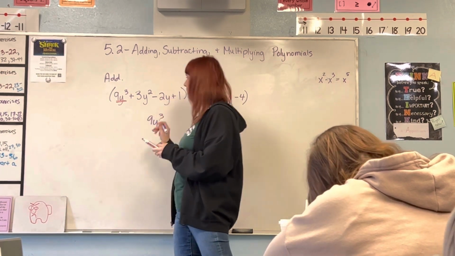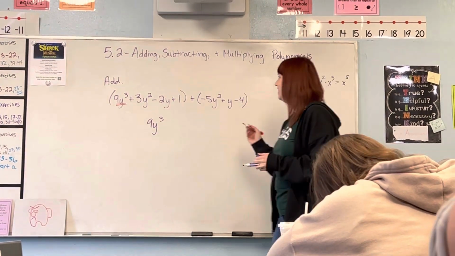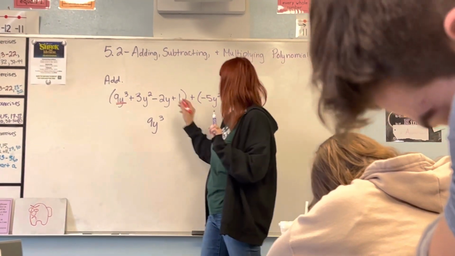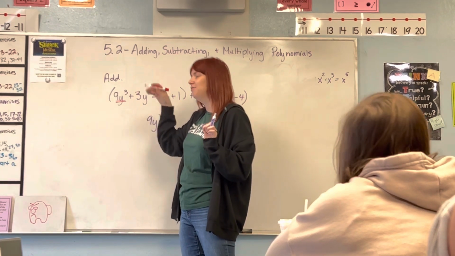9y to the third. David does squares and triangles and circles when combining. I love it. You can also use different colors if you're not colorblind. But if you just have a pencil, the shapes work because then it's different things.